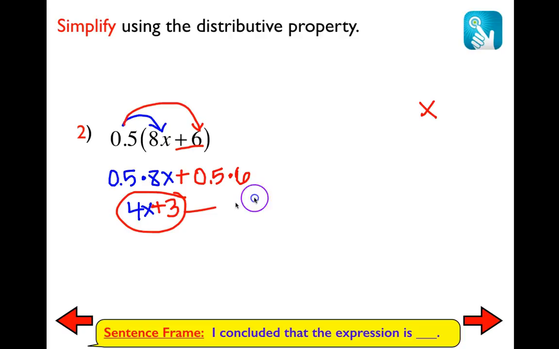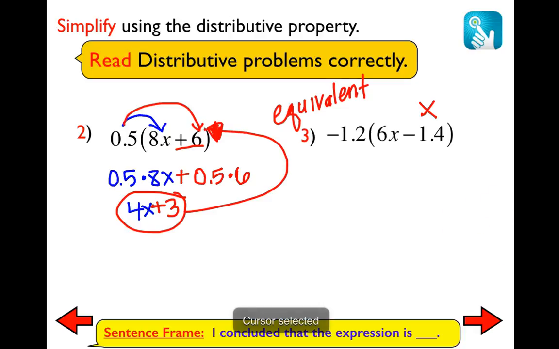plus 3. But again, notice that these two expressions are equivalent. I can't say it enough. They are equivalent. So make sure you understand that. So now, moving on to number 3. If you want to, you could pause the video again and try it on your own. Otherwise, I'm just going to move on.